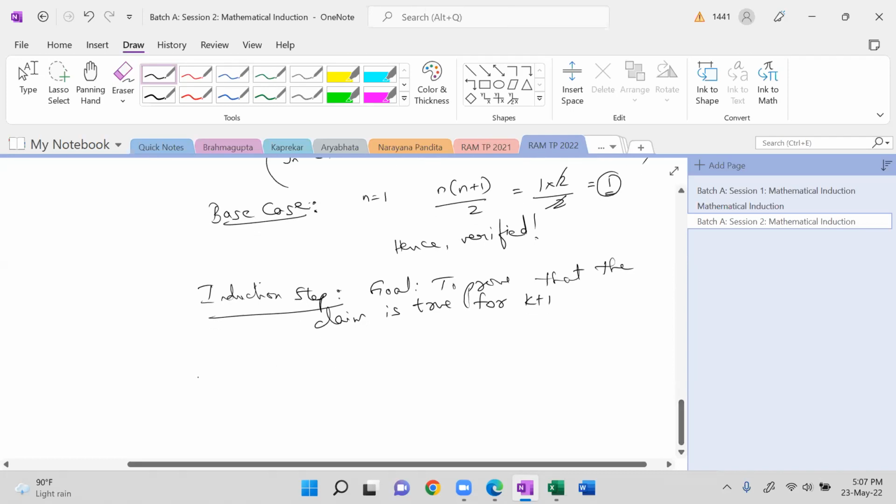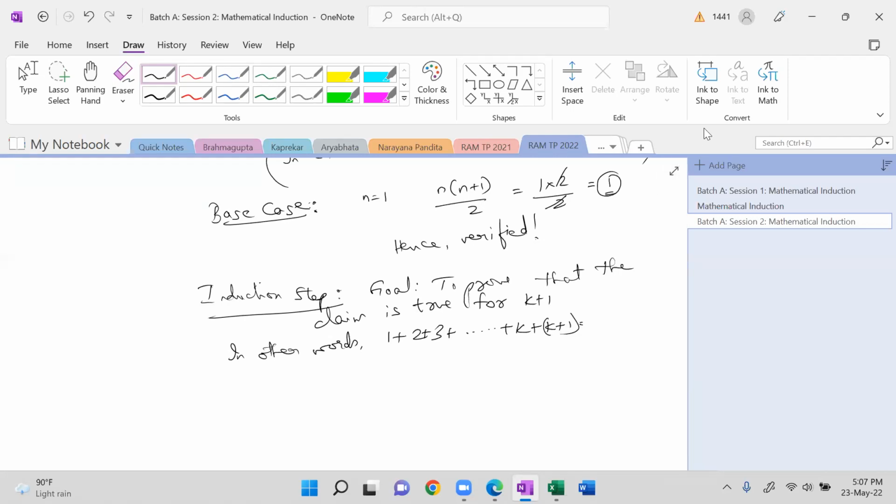Maybe somebody will say, what does that mean? Claim is true for k plus 1. In other words, again for our clarity, 1 plus 2 plus 3 plus ... all the way up to k plus 1 is equal to k into k plus 1 upon 2. Smayan? It's the k plus 1th triangular number.